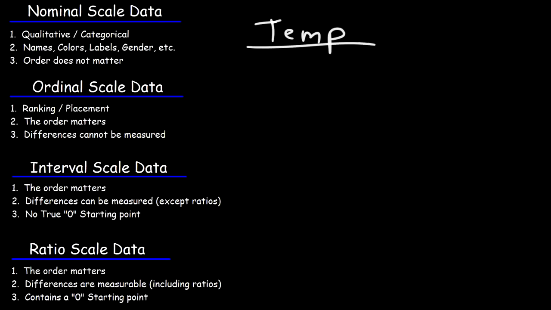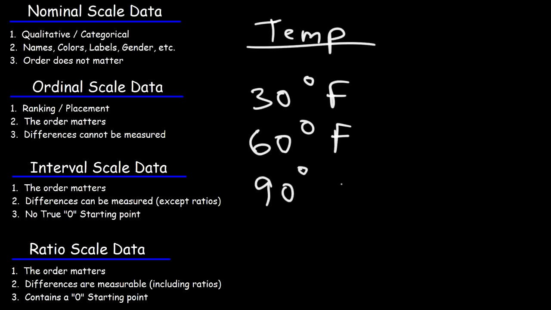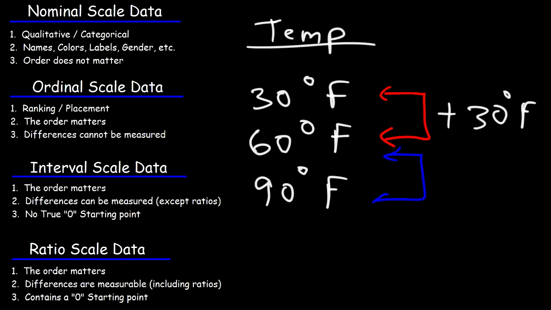So let's say we have two temperature values, 30 degrees Fahrenheit and 60 degrees Fahrenheit. And let's say 90 degrees Fahrenheit. So the difference between the temperature at 30 and the temperature at 60 can be measured. That's a difference of 30 degrees. And the difference between 60 and 90, that can be measured as well. That's another change of 30 degrees Fahrenheit. So differences can be measured for the interval scale data.